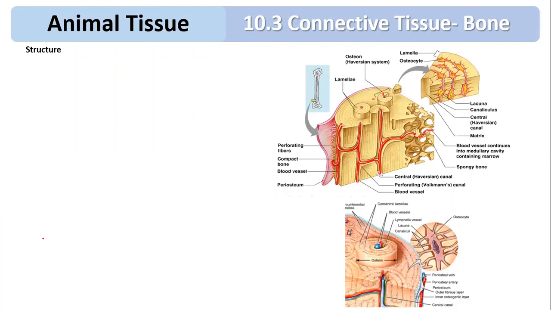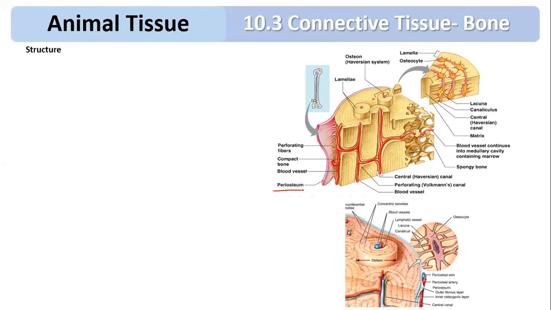You can see there is a periosteum. So what is periosteum? Periosteum is the fibrous connective tissue which is made up of collagen fiber. The collagen fibers are white fibers. This fibrous connective tissue surrounds the bone. So bone is covered by a covering, and that covering is called periosteum.